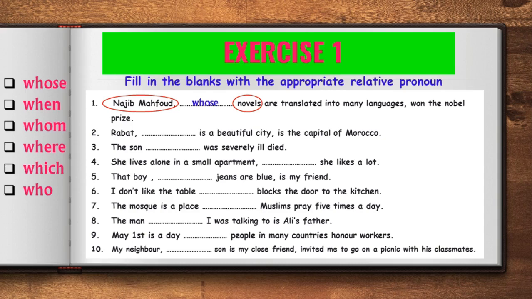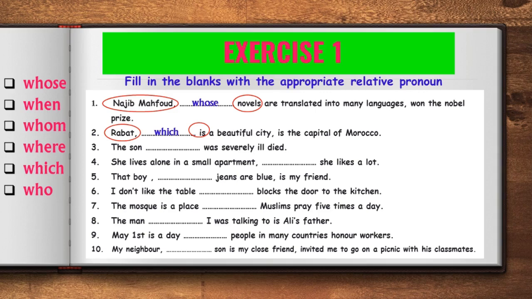Okay, and then number 2. Rabat is a beautiful city, the capital of Morocco. So what is the relative pronoun needed here? We've got a verb here, but please pay attention. Rabat here is referred to as a thing, it's not a place. Some students will say "Rabat where" because it's a place. Sometimes, Rabat, school, they are referred to as things or objects. So we're going to use which: Rabat, which is a beautiful city, is the capital of Morocco.